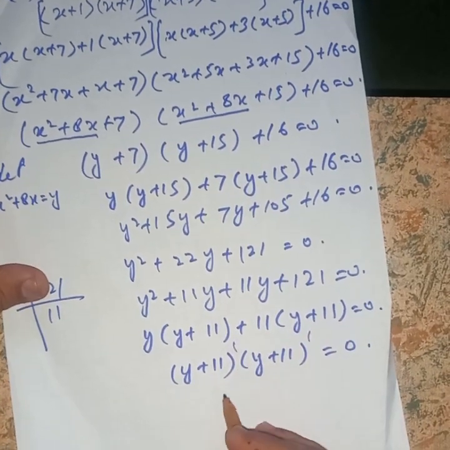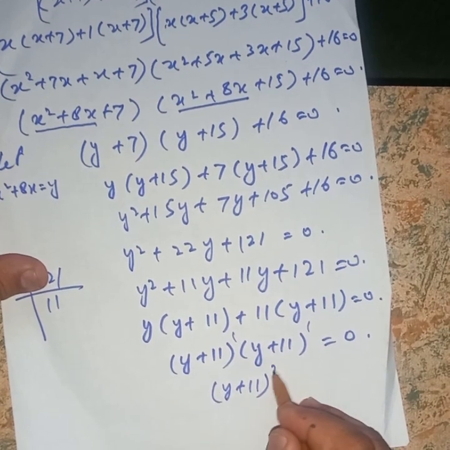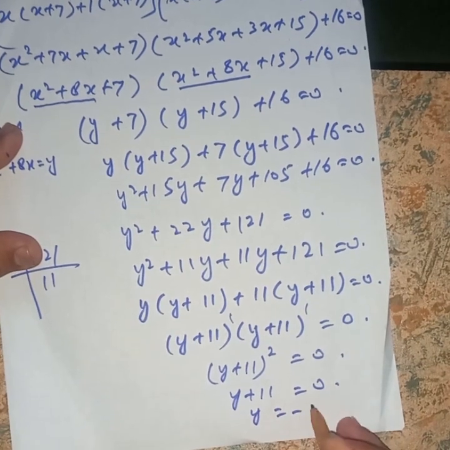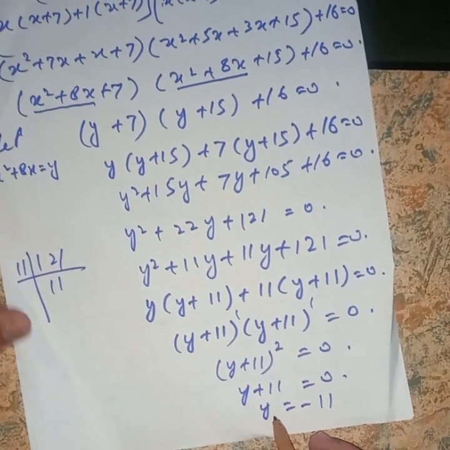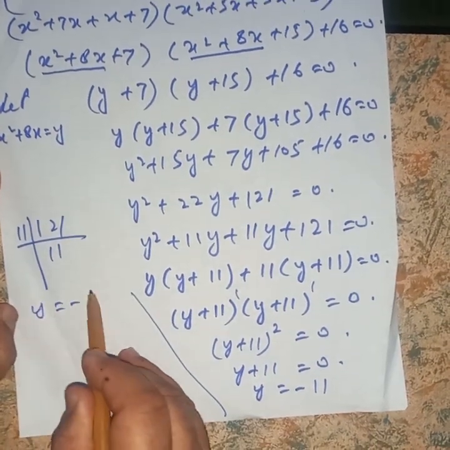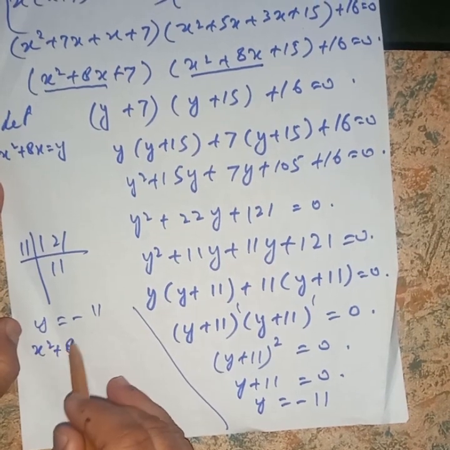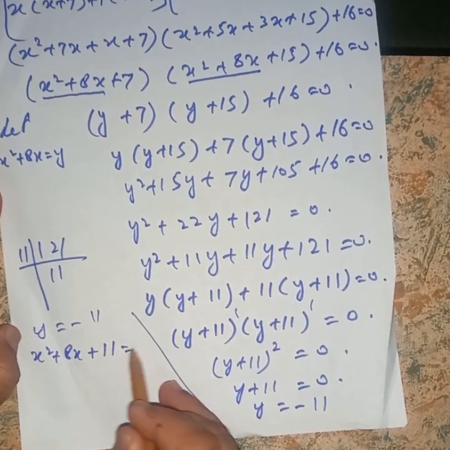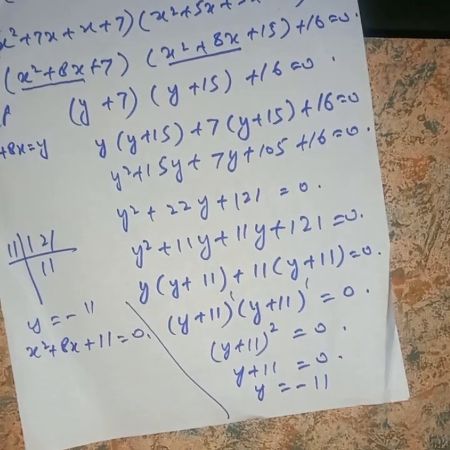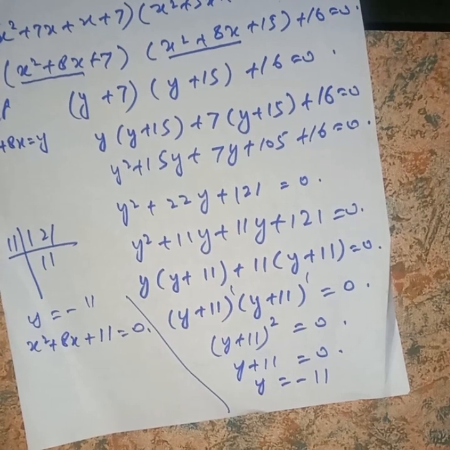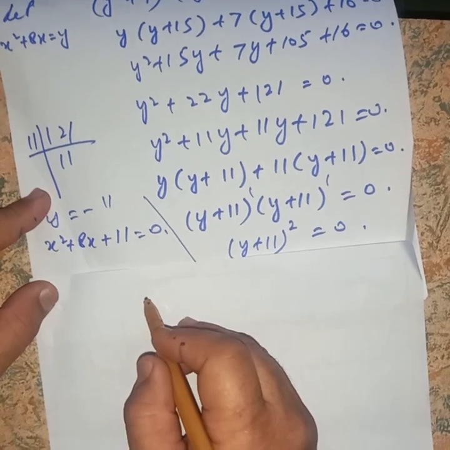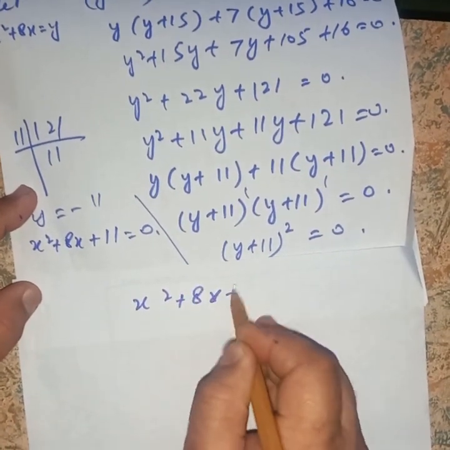So the bases are the same, the powers are going to add, we take the square root equal to 0, y equal to minus 11. Now we will put the value of y, which is x square plus 8x, so y is equal to minus 11, that is x square plus 8x plus 11 equal to 0. And now we will further solve it by either the completing the square method or by factorization. So we do it by the completing the square method here.